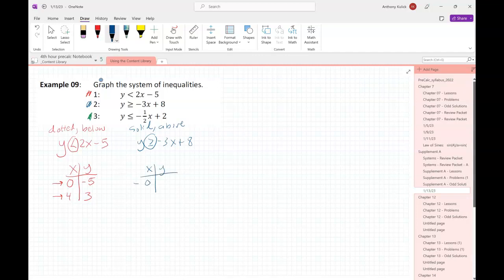We'll pick some points. I'll pick 0 for x. That gives me 8 for y. And then maybe we'll pick 4 for x. That gives -3 times 4 is -12. Plus 8 is -4.